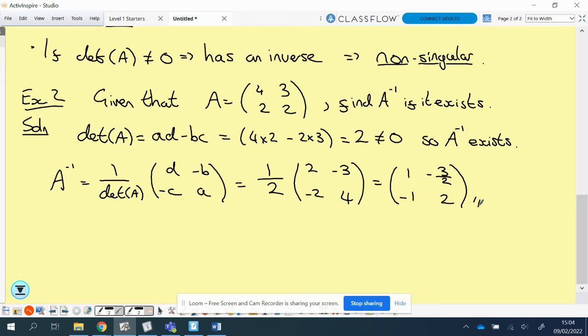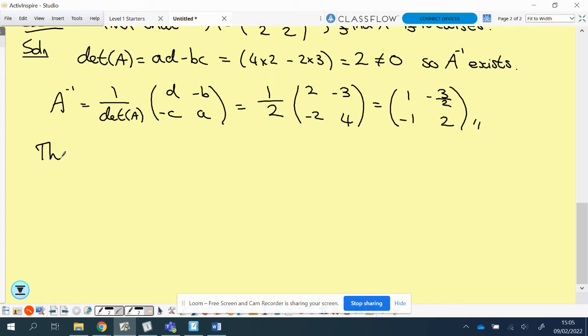So a lot of the times in Advanced Higher, you're going to be asked about 2 by 2s. But you can be asked about 3 by 3. It doesn't happen very often because it takes a longer time. I'm going to show you one example, but the 2 by 2 is the case that comes up a lot. Let's have a look at a 3 by 3 case.